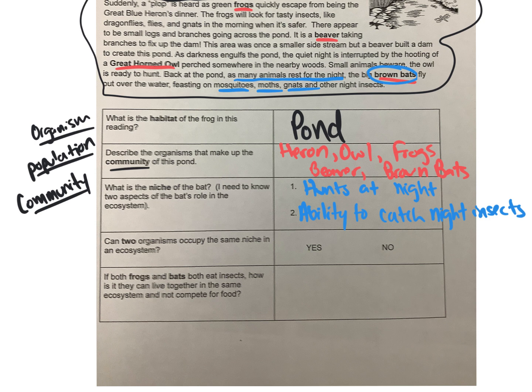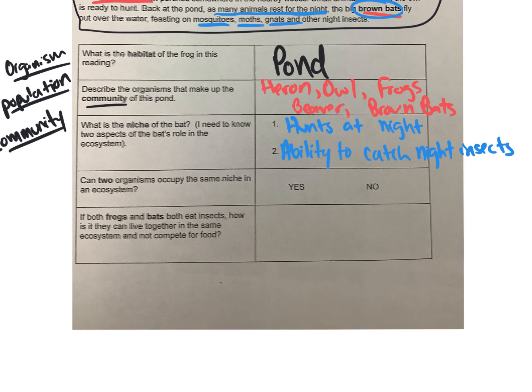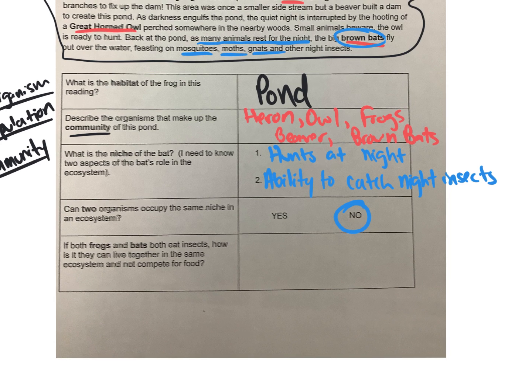We'll continue. Can two organisms occupy the same niche in an ecosystem? That's going to be no. It can't occupy the same exact niche. It might be similar. For example, there could be another organism that also eats mosquitoes, moths, and gnats, but it does it in the morning. So that could be a similar niche, but different.